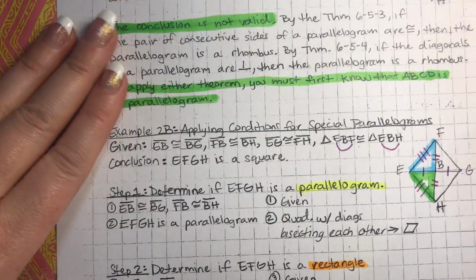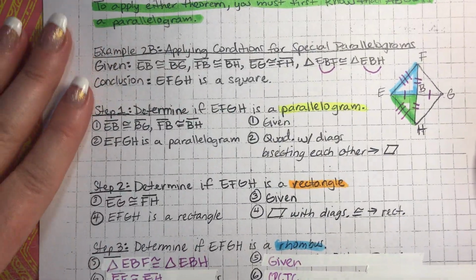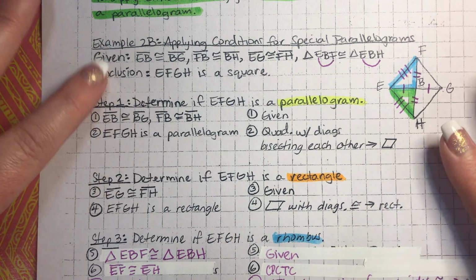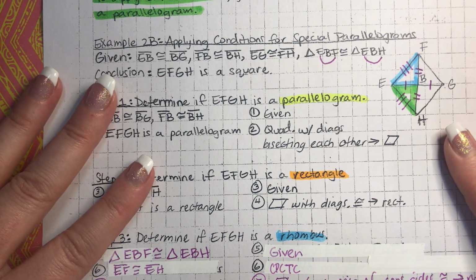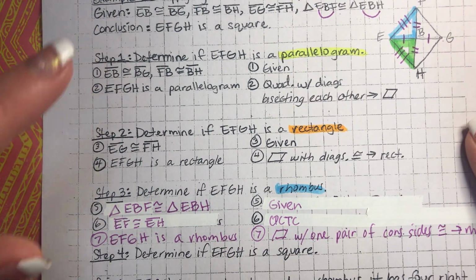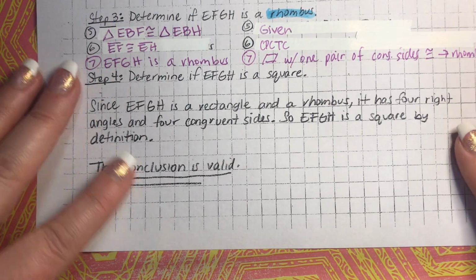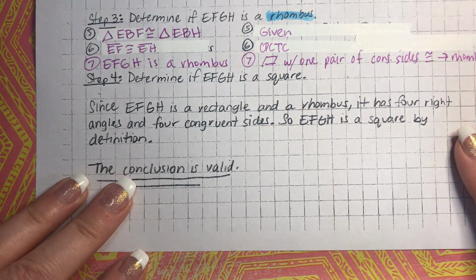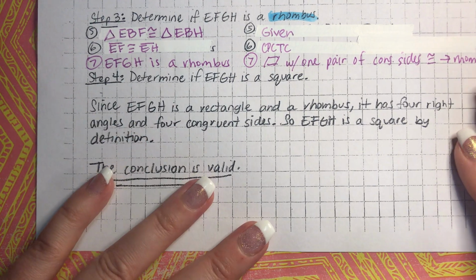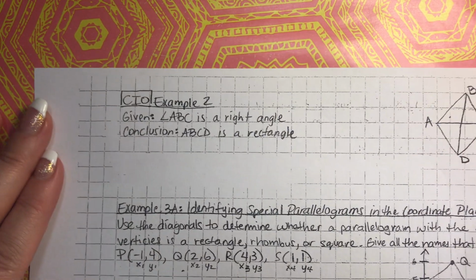That's a lot of work, okay? But let's just appreciate it. So if you have to prove that it's valid, you have to first show it's a parallelogram, then show it's a rectangle, and then show that it's a rhombus. And if you show all those things, you have proven that it is a square and the conclusion is valid.